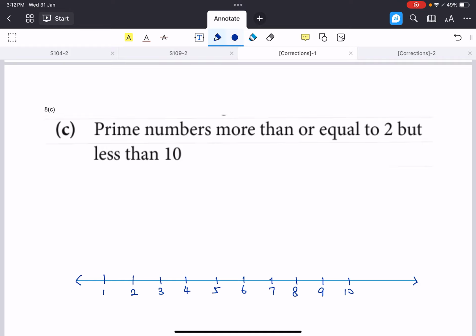So after that, we need to mark out the prime numbers. So what are the prime numbers in this range? Well, the first prime number is 2. So let's mark it out. Followed by 3, followed by 5, and 7. And yes, from 2 to 10, less than 10, these are the only 4 prime numbers. So let's label them properly. This is 2, 3, 5, and 7. There we go. Okay, so let's move on.